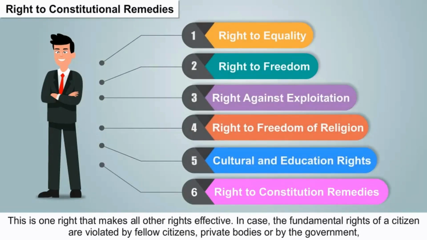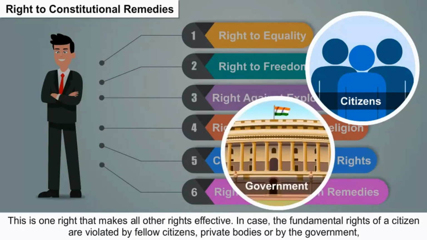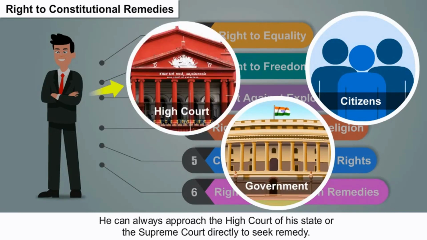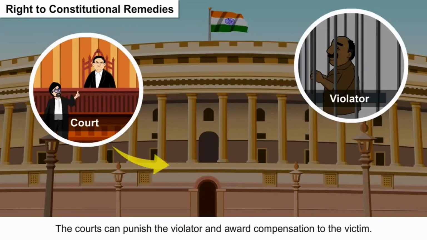In case the fundamental rights of a citizen are violated by fellow citizens, private bodies, or by the government, he can always approach the High Court of his state or the Supreme Court directly to seek remedy. The courts can punish the violator and award compensation to the victim.